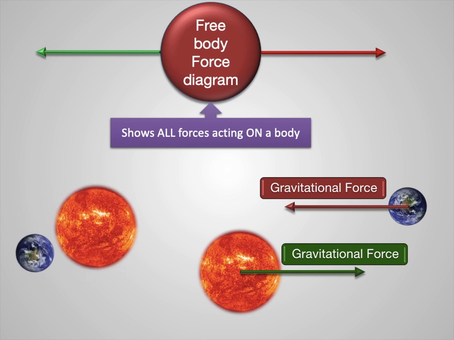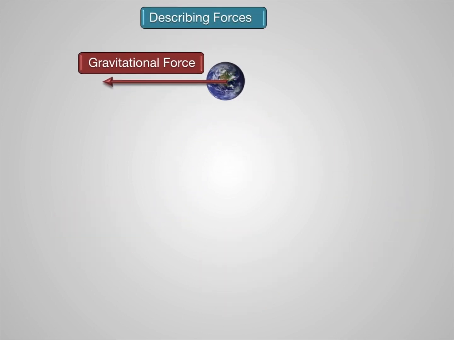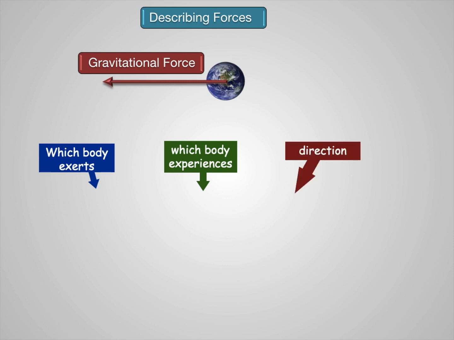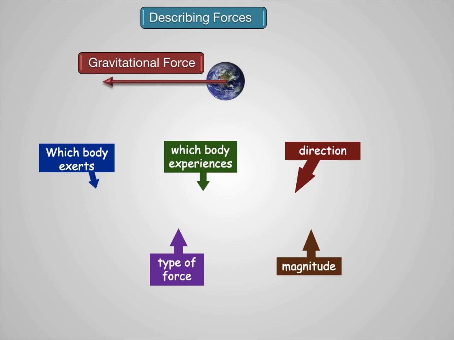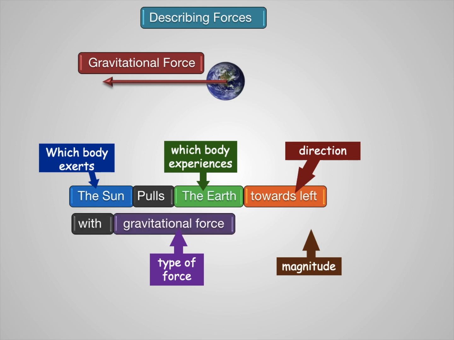Sometimes you will be asked to describe the forces. A description of a force should contain these details. It's acting on which body and who is giving the force, in which direction and which type of force, and magnitude if you know. For example, here it's exerted by the sun on the earth towards left side. You can even write towards the sun. What type of force? It's gravitational force. Magnitude, you may not know. If you know the magnitude, you have to write that also. So this is called the complete description of a force.